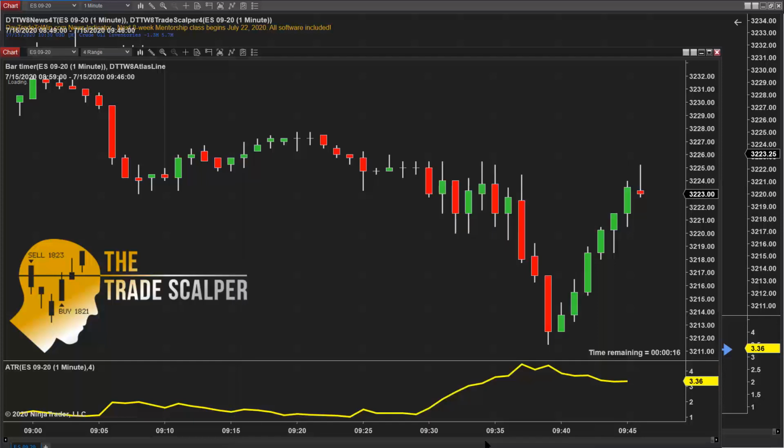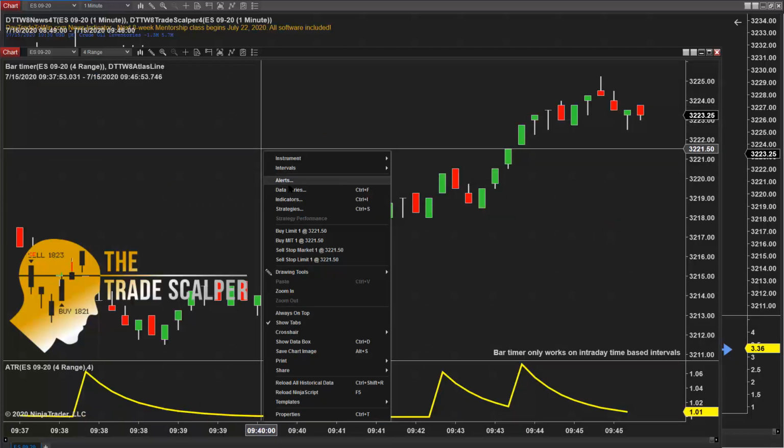So I'm going to apply that, and I have the Atlas line in this chart, and I'm also going to add the TradeScalper as well. So we can see the signals for the TradeScalper and the Atlas line on this 4-range chart. So I'll come here to indicators.